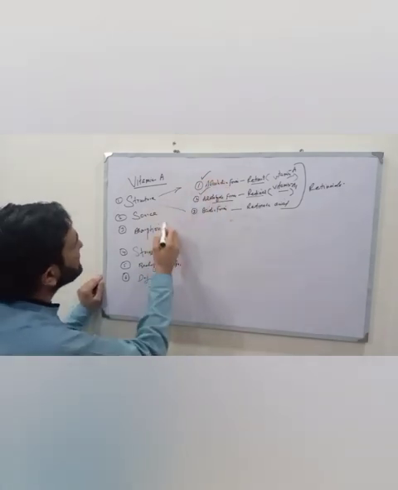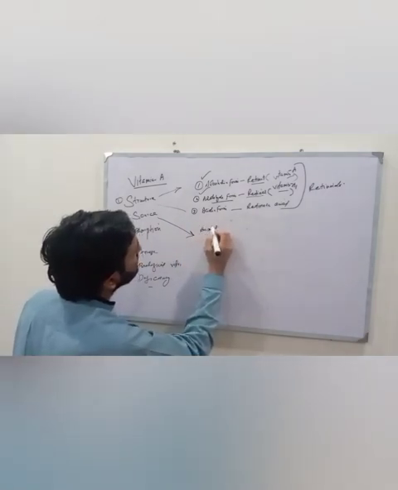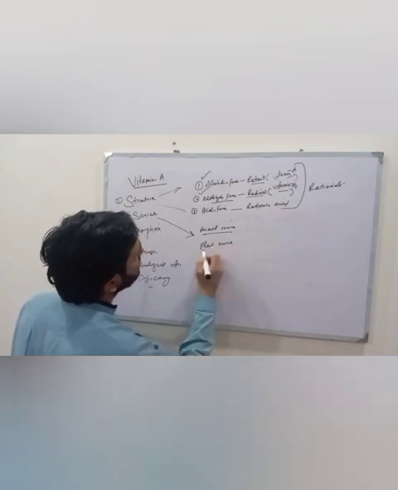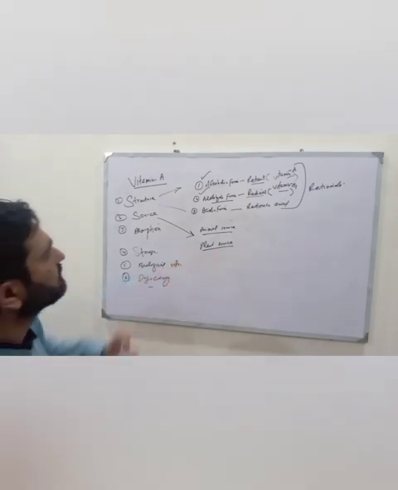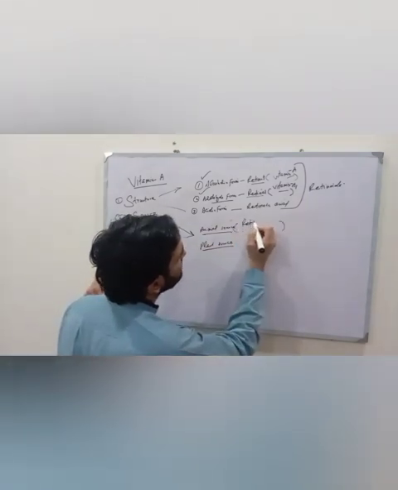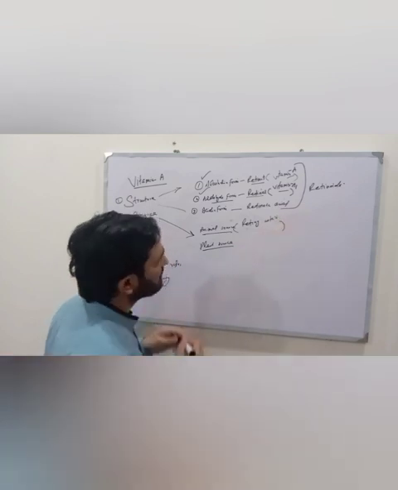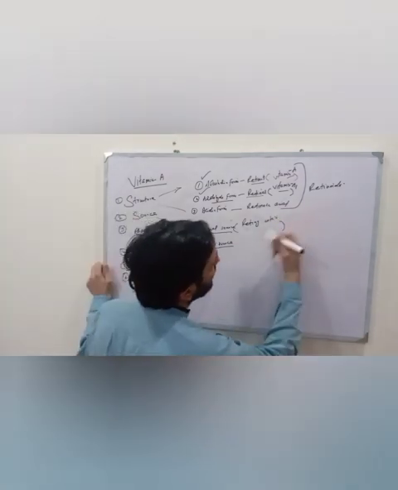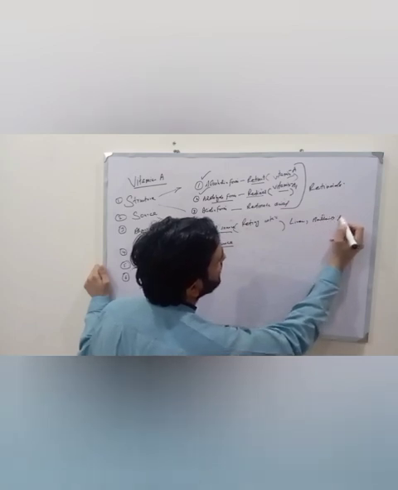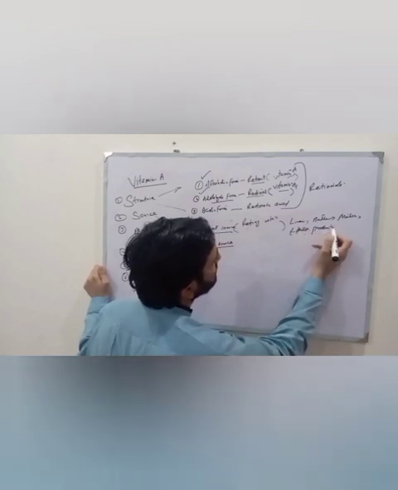Next, what is the source of vitamin A? One is animal source, the other is plant source. From animal source, vitamin A is mostly present in the form of retinyl ester. We can have it from liver, butter, milk and milk products, and egg yolk.